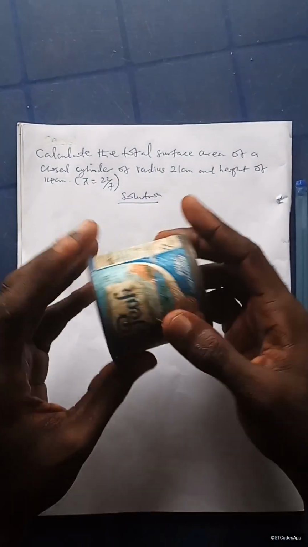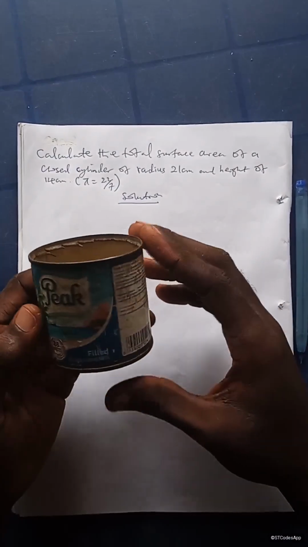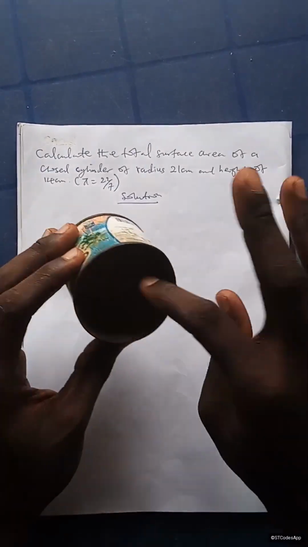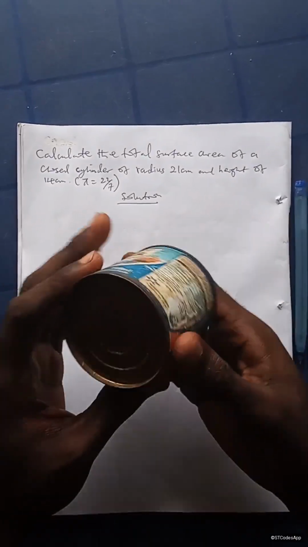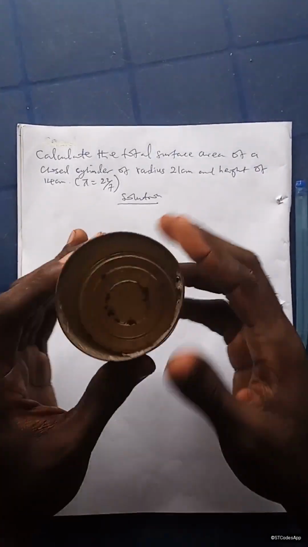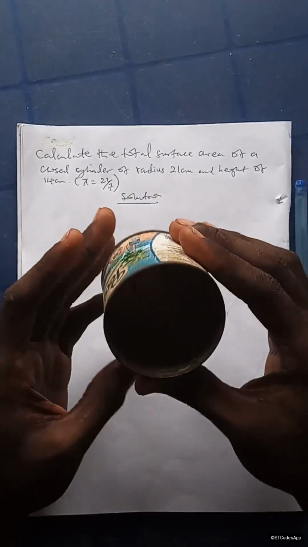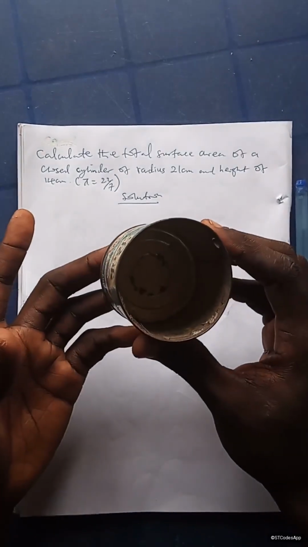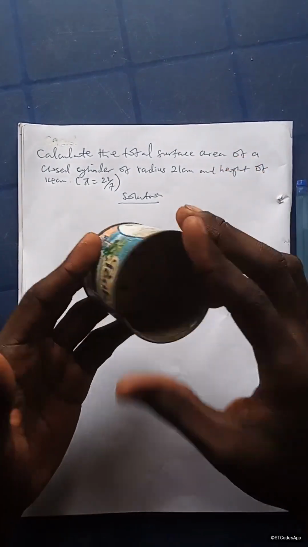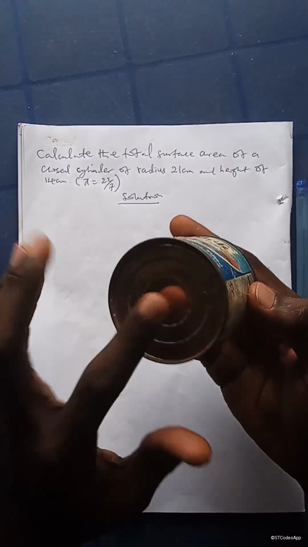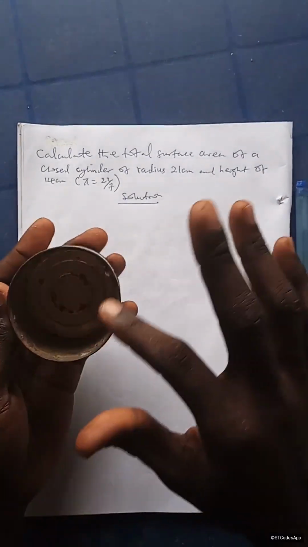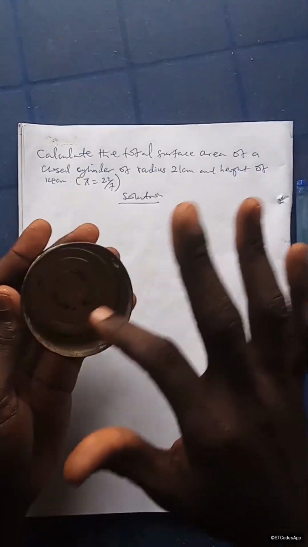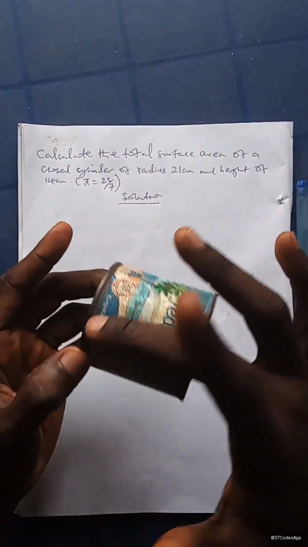Now, taking a look at this, it is a Peak milk container. You notice that one end of it is open, while the other end is closed. This is also a cylinder. If you are asked to calculate the total surface area of this cylinder, how many surfaces does it have? It has this flat surface, which is just single, and this other end is open, so there's no flat surface here. Then the curved surface.